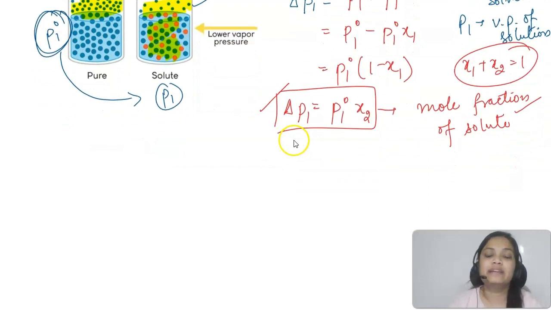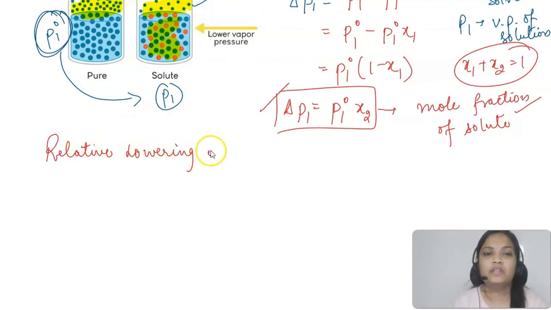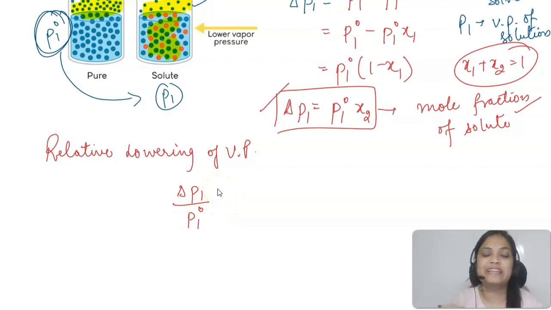Now what will be the relative lowering of vapor pressure? This is the lowering of vapor pressure. The relative lowering of vapor pressure means this lowering of vapor pressure divided by the original vapor pressure, which is P1 naught. So if we relate it to the original one, delta P1 value क्या होगा? P1 naught minus P1, divided by P1 naught.